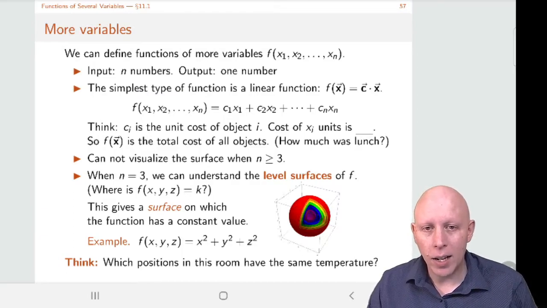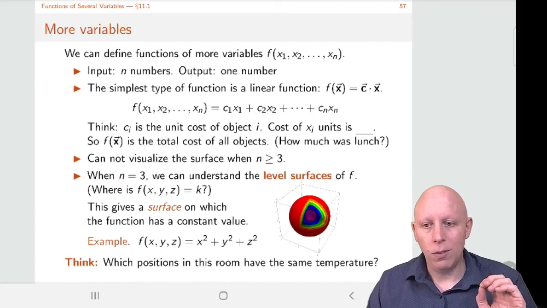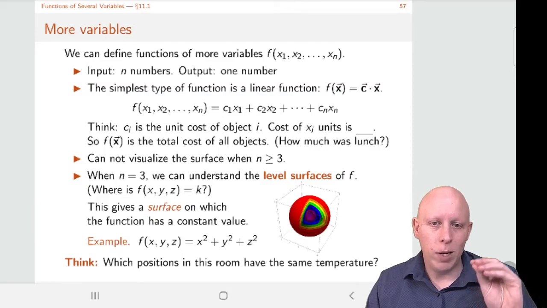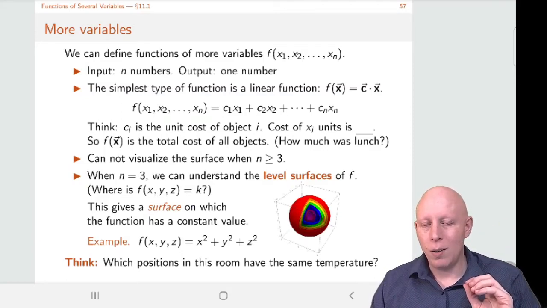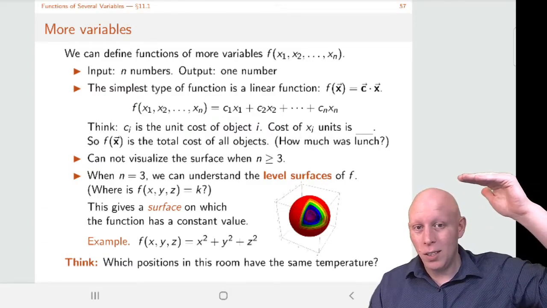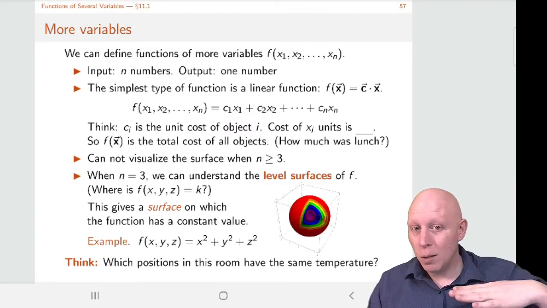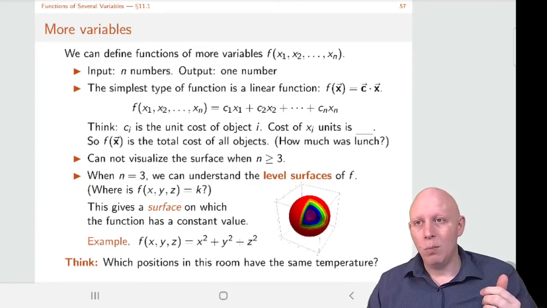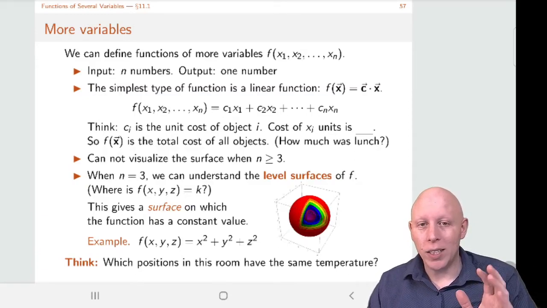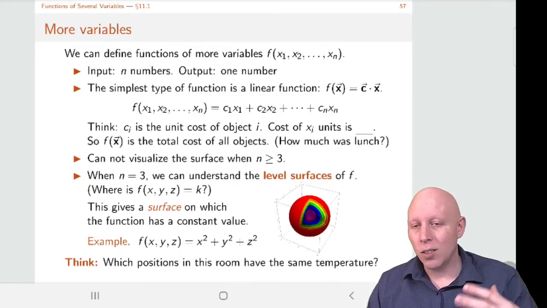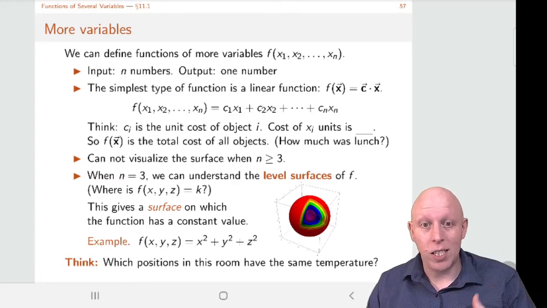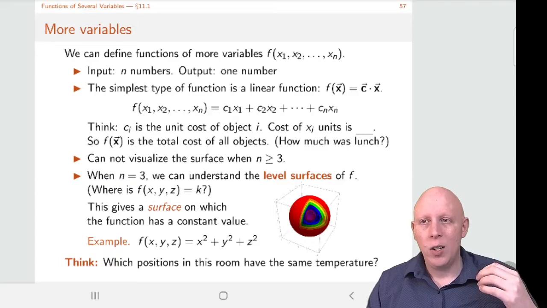I think an even better example for understanding level surfaces is the function that measures the temperature of every point in the room. It's probably a warmer temperature near the ceiling. It's probably a colder temperature near the floor. It's winter time right now, so near the doors it's probably colder, and near the center of the room, or near where your heater is, it's even warmer.